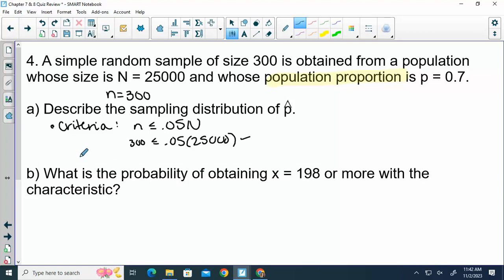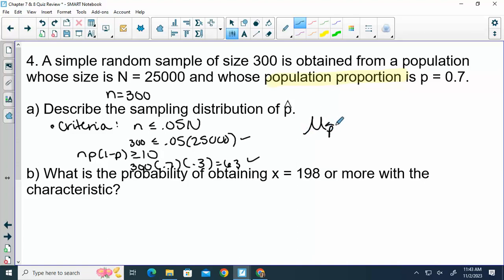Second criteria is that n times p times 1 minus p is greater than or equal to 10. So the criteria might be the one thing you really should look over and know before your quiz. That's not on the formula sheet. So my n is 300 times 0.7 times 1 minus 0.7. And we get 63, so that's bigger than 10. We're good.